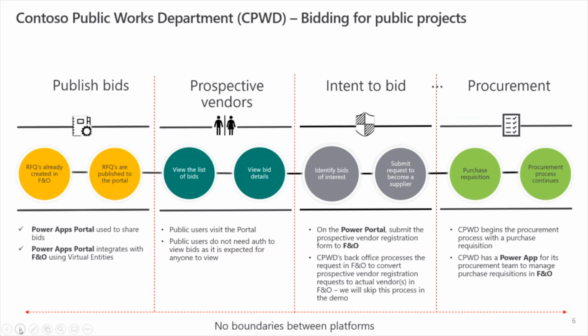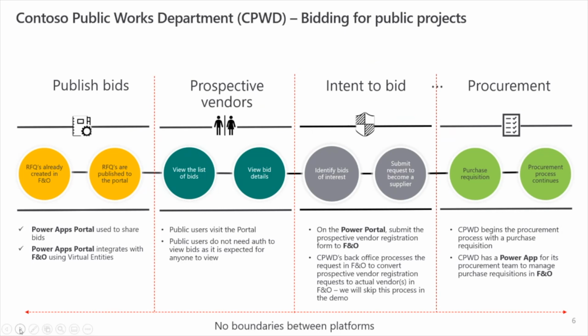Anyways, so we start this scenario out by publishing RFQs out to the portal by using virtual entities. So I've enabled a handful of virtual entities in my finance and operations environment and my related common data service. When I create those RFQs, they automatically appear out in the portal. Then I've got vendors and prospective vendors who can go browse that public portal site and see the details.